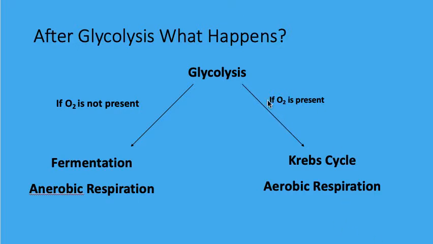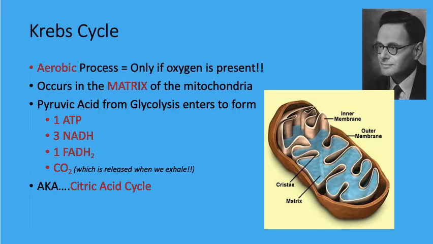So if we have oxygen present, we're going to go to the Krebs cycle, which, because we need oxygen, is an aerobic respiration because it's using oxygen. So why do we call it the Krebs cycle? Well, we call it the Krebs cycle really because it's named after the person who won the Nobel Prize for discovering this pathway. His name is Hans Krebs, and that's how we get the name for it.